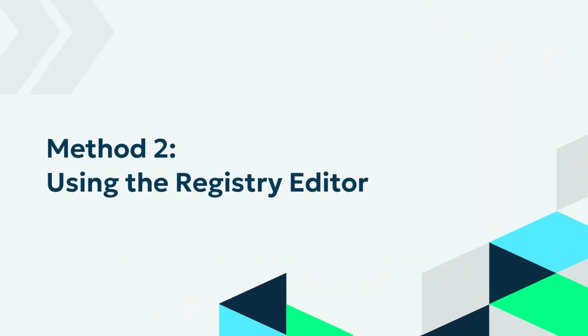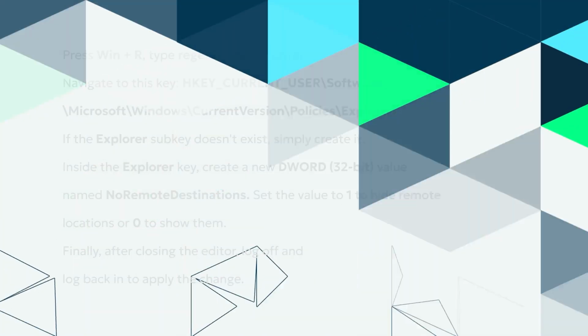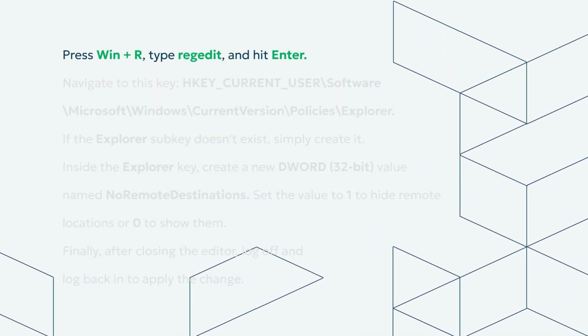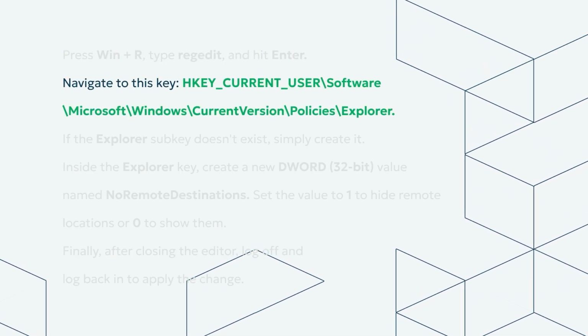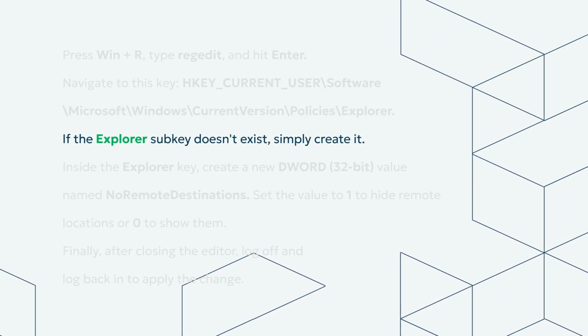Method 2. Using the Registry editor. If you're using a Windows Home Edition or need to make a change on an individual device, the Registry editor is your best bet. First, press Win+R, type regedit, and hit Enter. Navigate to this key. If the Explorer subkey doesn't exist, simply create it.